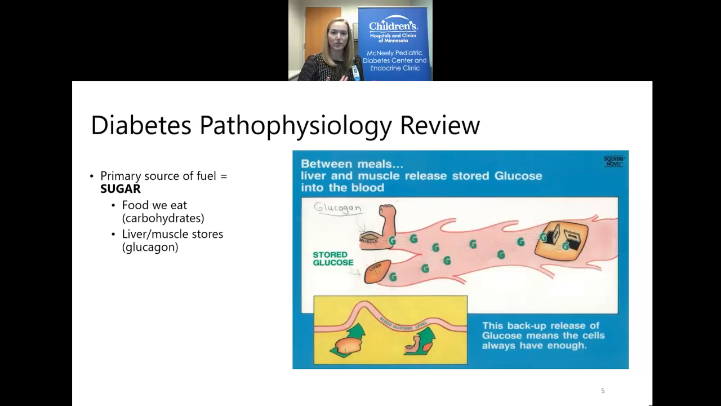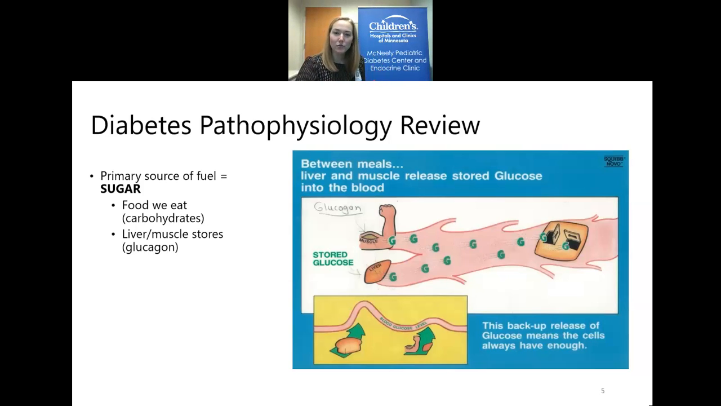And those stores are there so that between meals, when our body is needing energy to breathe, to walk, to blink, for our heart to beat, the liver and muscles can release little bits of glucose into the bloodstream so that our energy is kept up, our body can keep functioning between those meals.